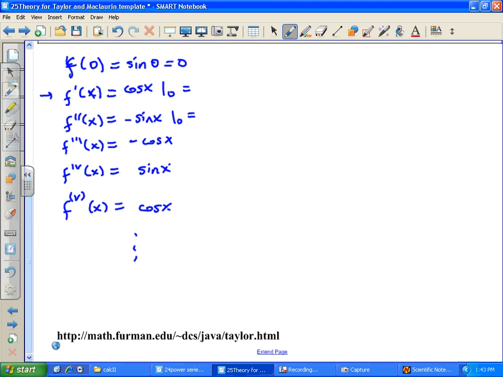What is cosine of 0? 1. Sine of 0 is 0. Cosine 0 is 1, except this is going to be negative 1, 0, and then 1. So the pattern seems to be 0, 1, 0, negative 1, 0, 1, 0, negative 1. Now let's put this pattern into the formula.